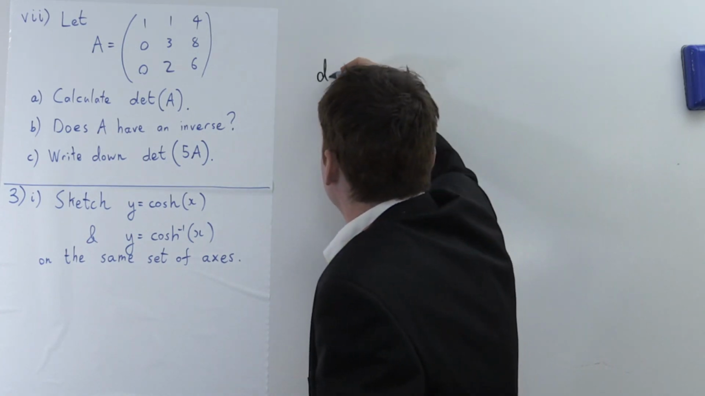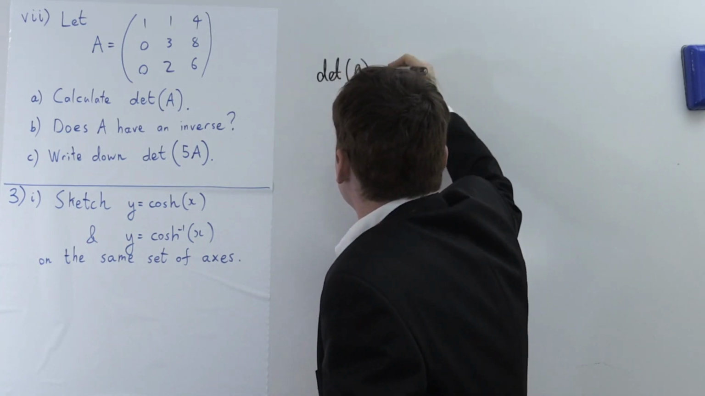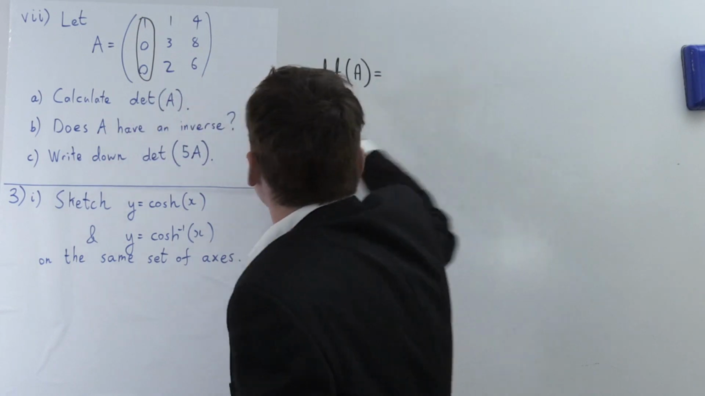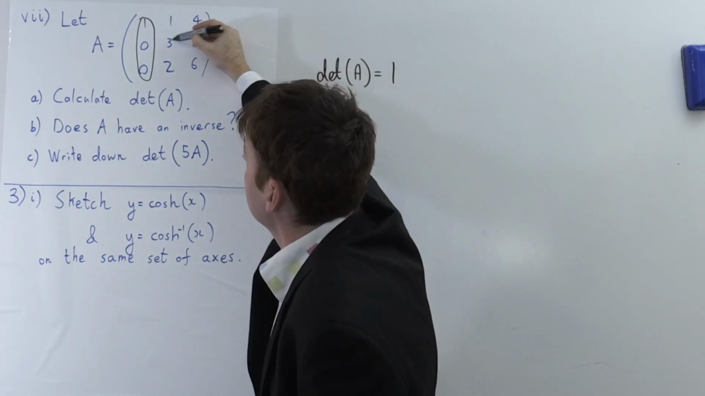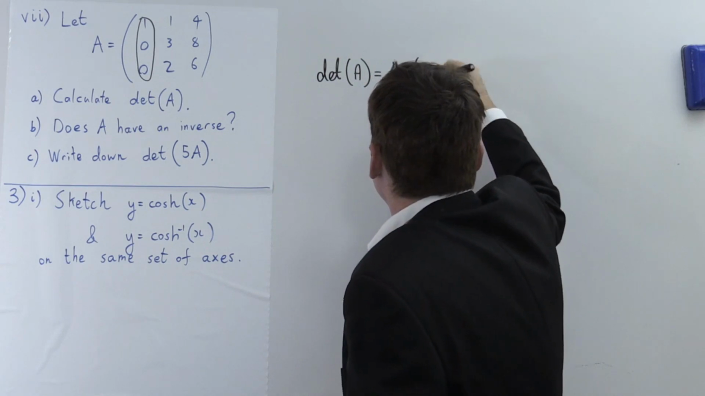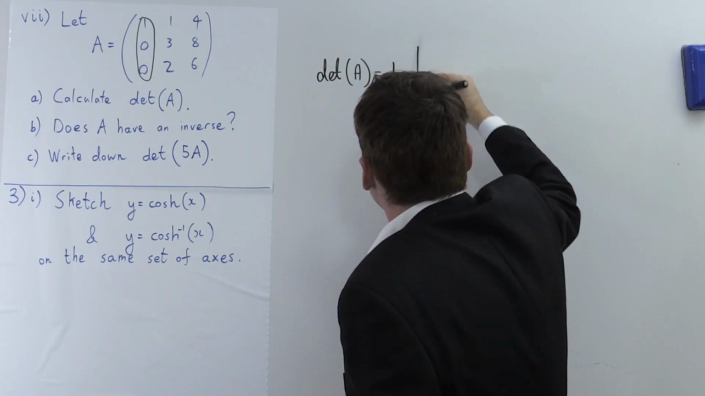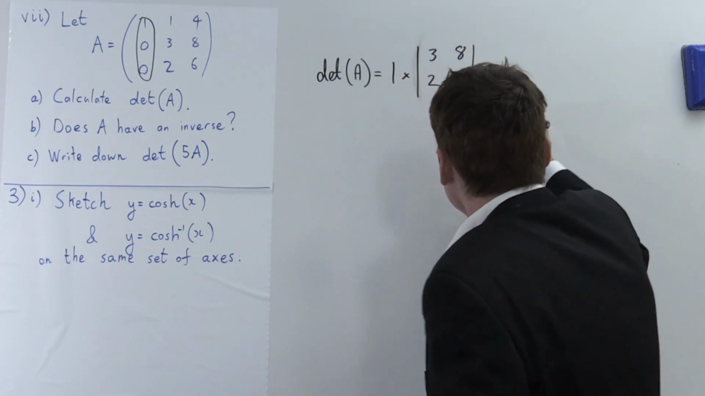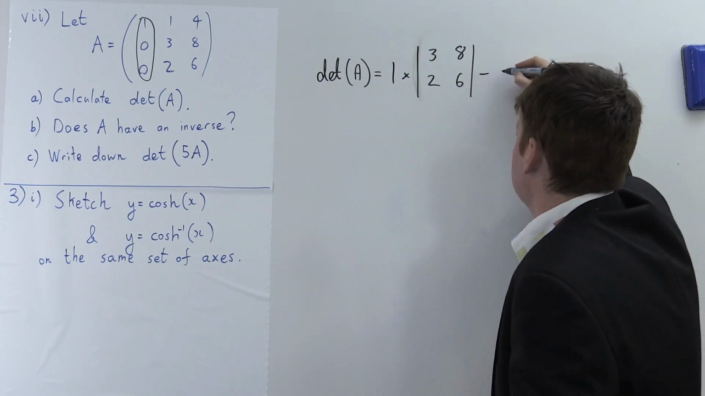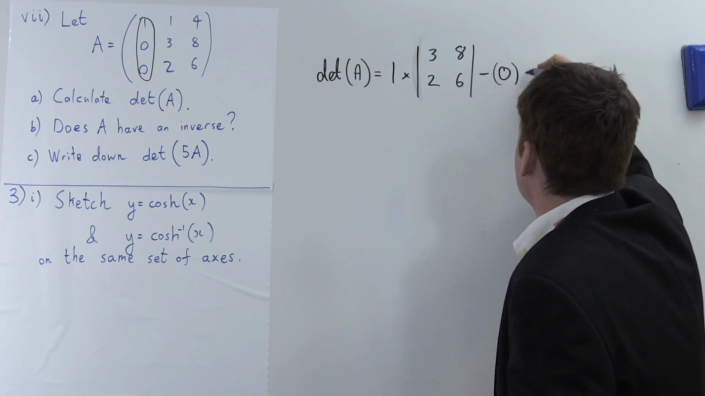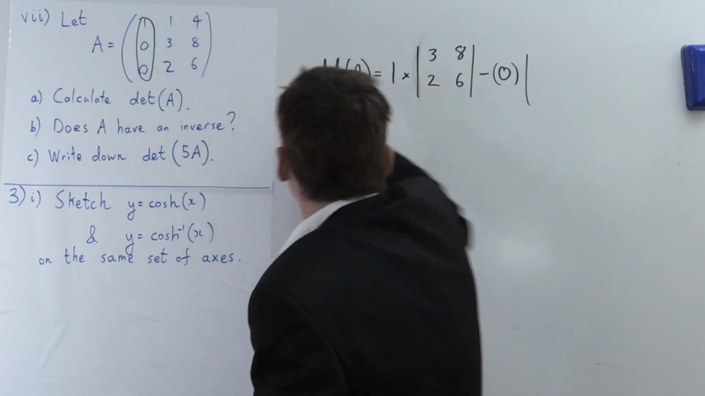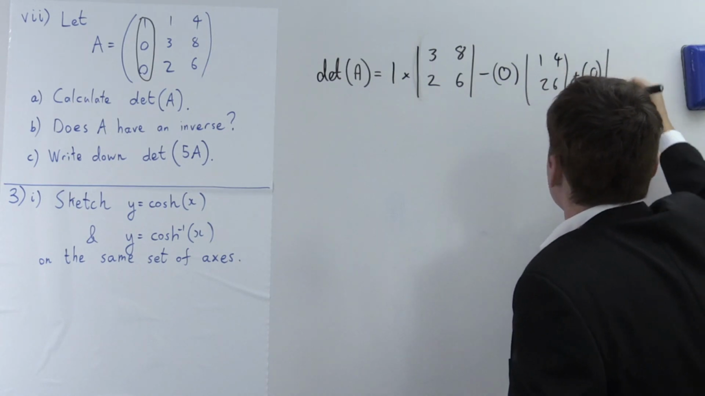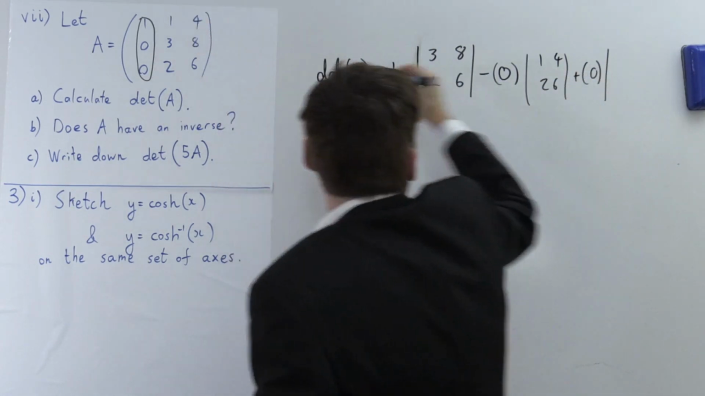So the determinant of A is equal to, again, I'm going to expand along this column, which will give me 1 times this matrix, 3, 8, 2, 6. Determinant, so I'll write it like this. And then I alternate the sign and go 0 times the determinant of 1, 4, 2, 6. Plus 0 times the determinant of 1, 4, 3, 8.